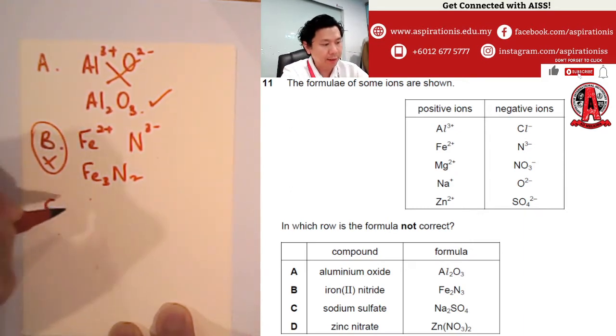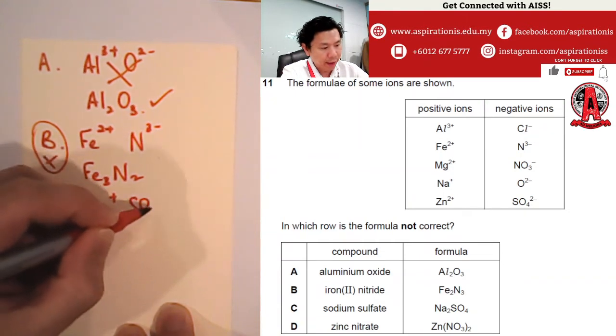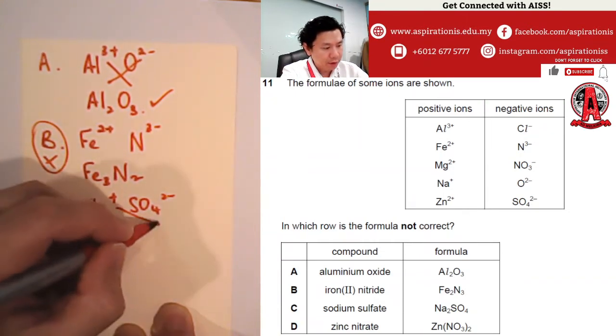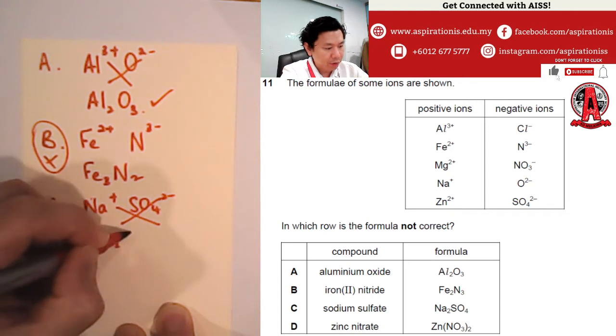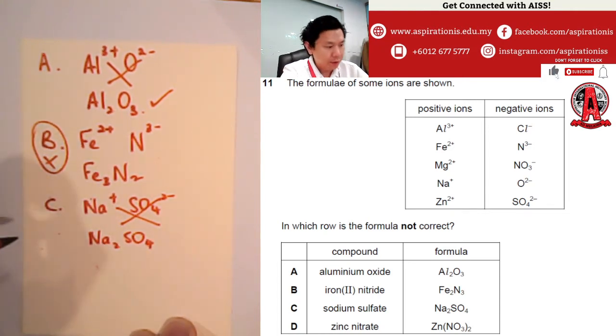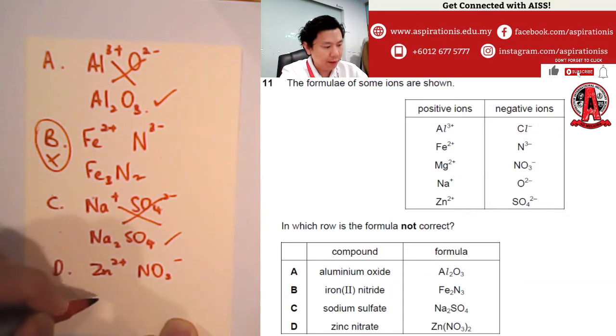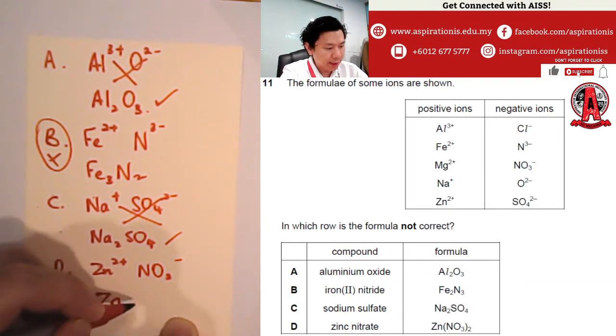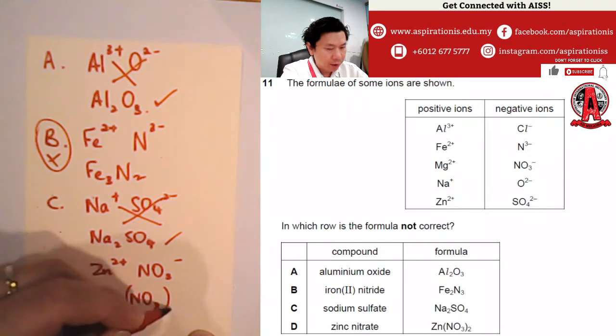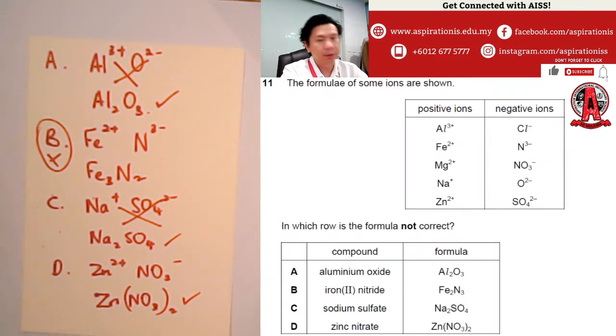Let's check out C. Sodium and sulfate crisscross. So you're going to get Na2SO4. So C is correct. And lastly, D, zinc nitrate, Zn2+ and NO3-. So ultimately, you're going to get Zn(NO3)2. So D is absolutely correct. Now that's how we determine the formula of ionic compounds. Any questions, please?